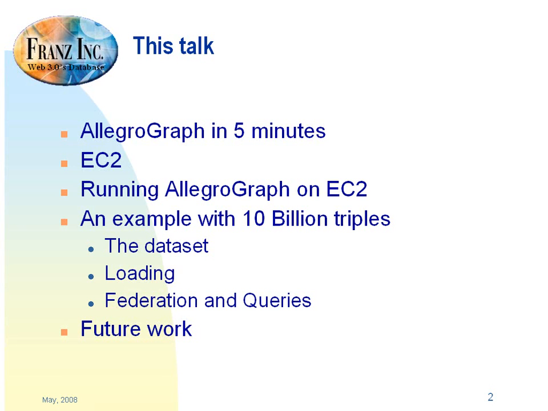Then I'll describe how we did some experiments with Allegrograph and EC2 where we ran up to 10 billion triples and did all kinds of queries on those enormous set of triples. So I'll talk about the data set that we had, how long it took to load the stuff. I'll talk a little about federation and about the queries that we did, and then about the future work that needs to be done in this area. So let's start with Allegrograph.